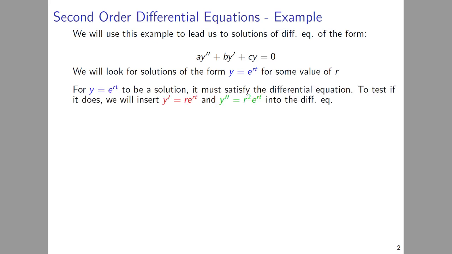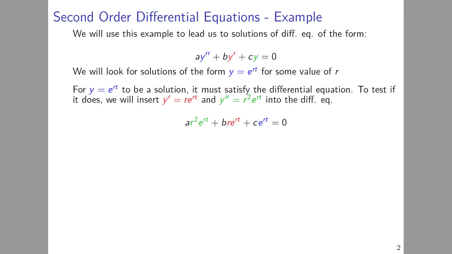For y equals e to the rt to be a solution, it must satisfy the differential equation. And to test if it does, we'll insert y prime, which is r e to the rt, and y double prime, which is r squared e to the rt, into that differential equation, which gives a times y double prime, which is a times r squared e to the rt, plus b times y prime, which is b times r e to the rt, plus c times y, which is c times e to the rt, all equal to 0.